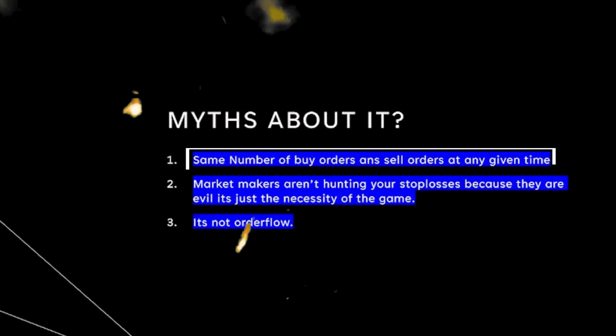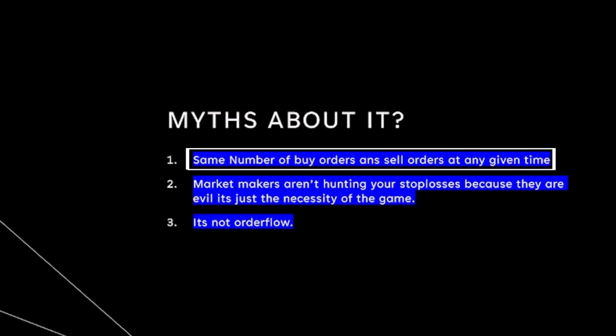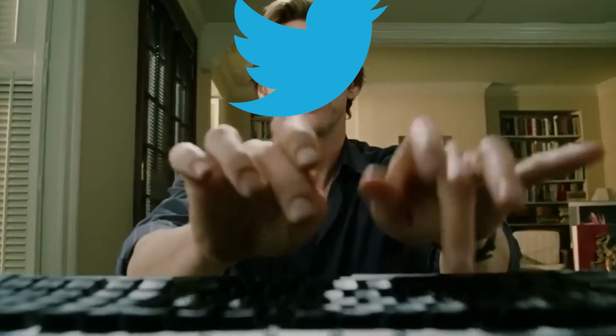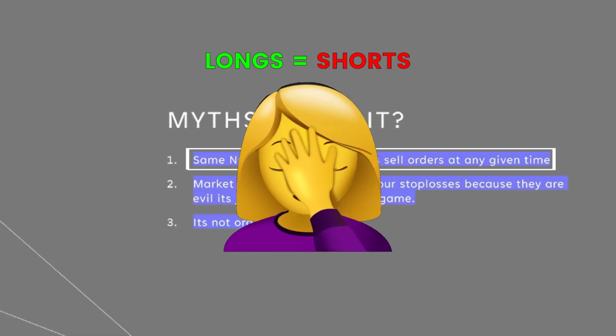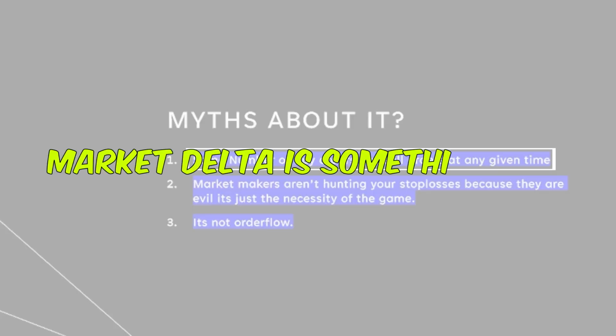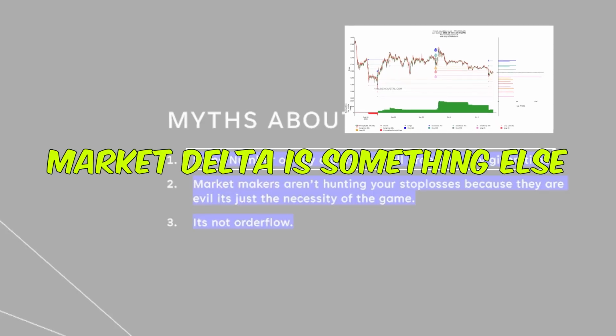Firstly, the number of buy orders in the market and the number of sell orders in the market are always equal. So if you hear someone saying there are more longs in the market than shorts, or there are more shorts in the market than longs, you can clearly know that he doesn't know about liquidity. Market delta is something else, and that we will discuss in another video.